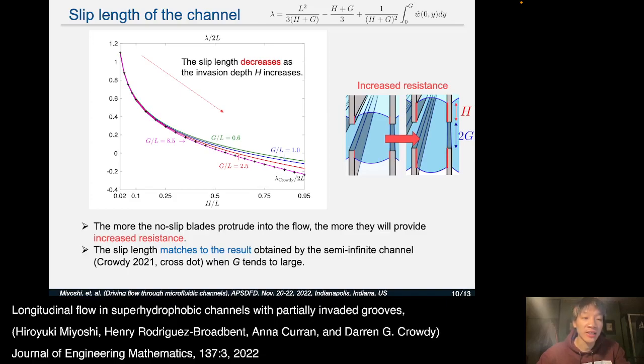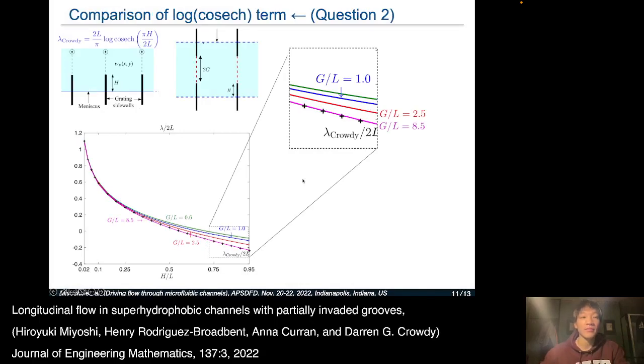And another finding is the slip length matches the result obtained by the semi-infinite channel when G tends to infinity. So the pink line shows the slip length of G over L equal 8.5, and the cross dot corresponds to the infinite case, semi-infinite case. So the pink line nearly matches the semi-infinite channel case. And I will check it carefully in this slide.